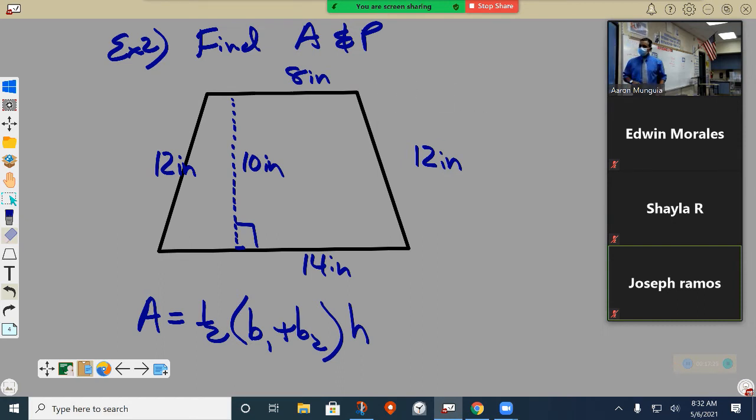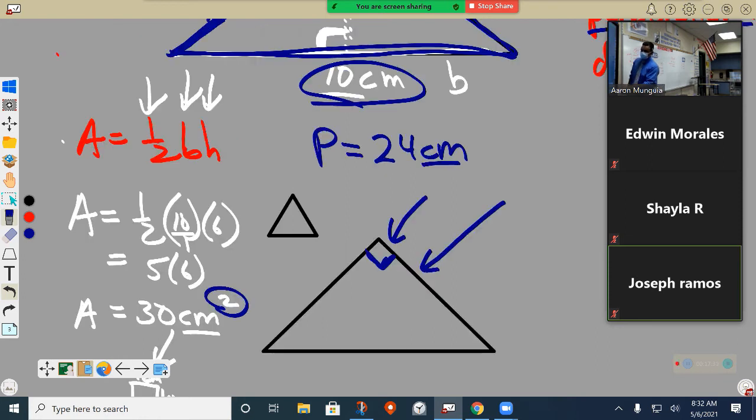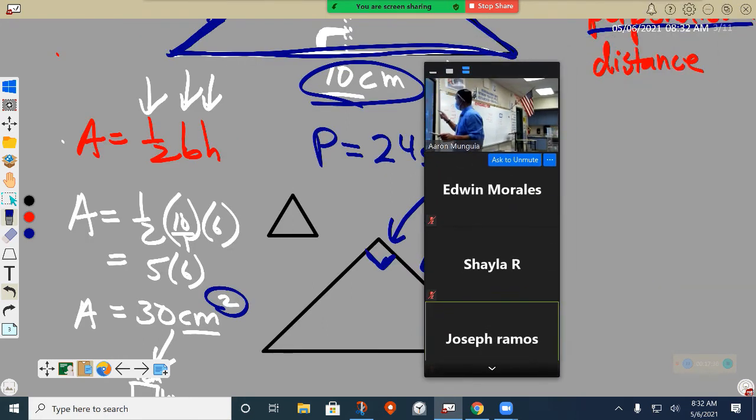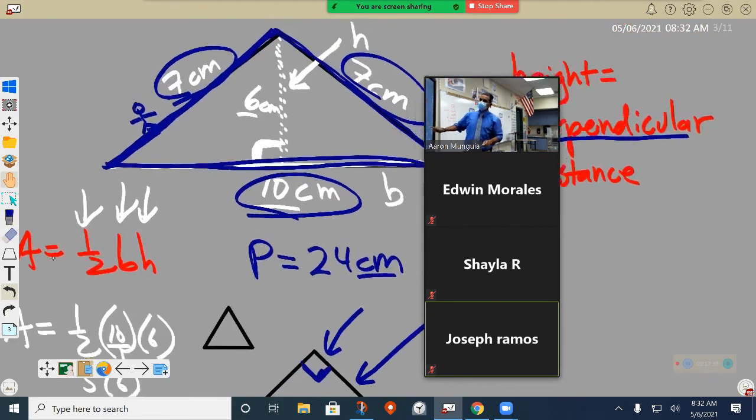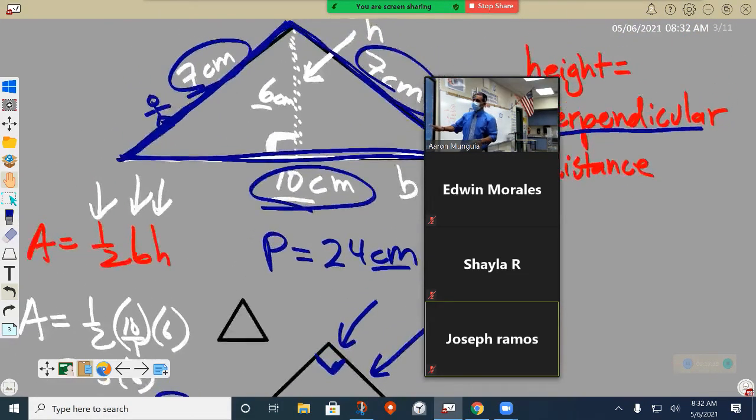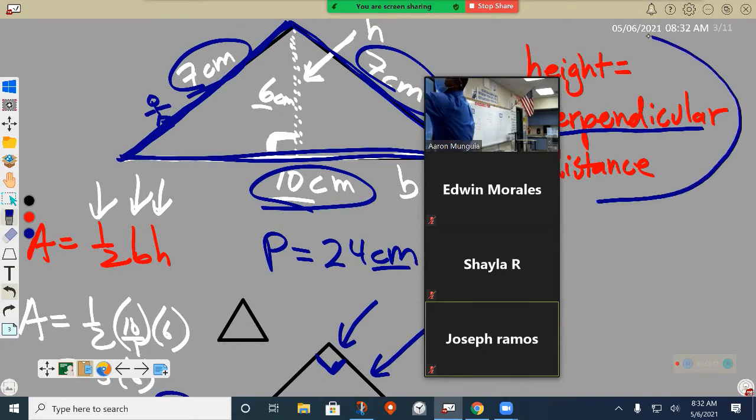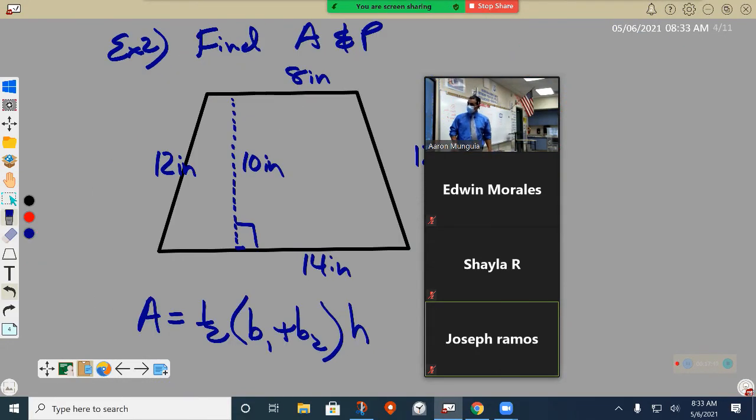And now my height. Remember, when I look for a height, think of what we just did on the first example. Look at it in red, I'll go on the right. The height is the perpendicular distance. Same goes with the trapezoid now. I'm looking for perpendicularity, 90 degrees is right there. That means 10 is the height. I'm ready to plug and chug in my formula now.